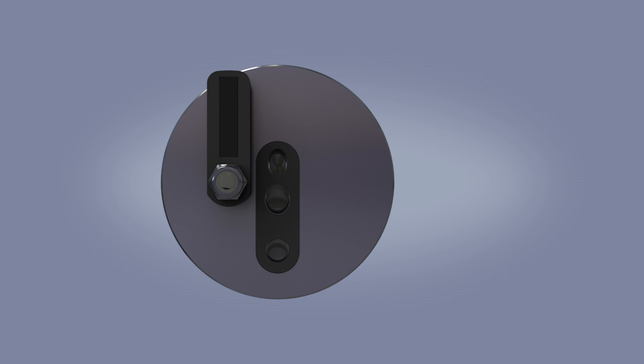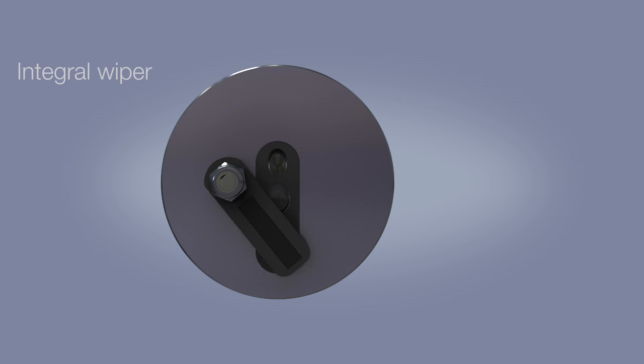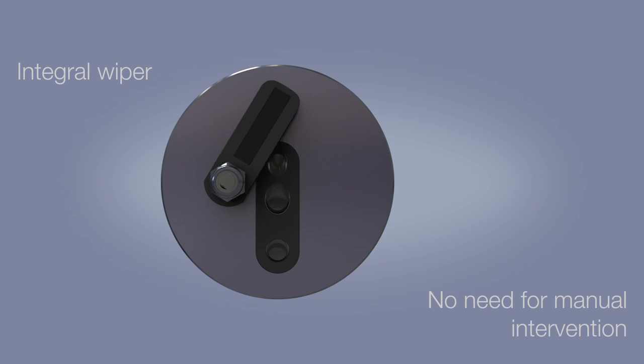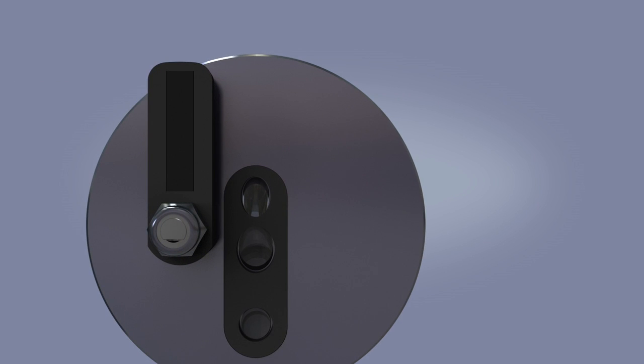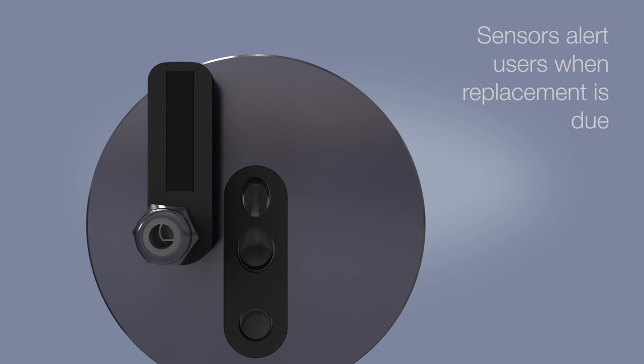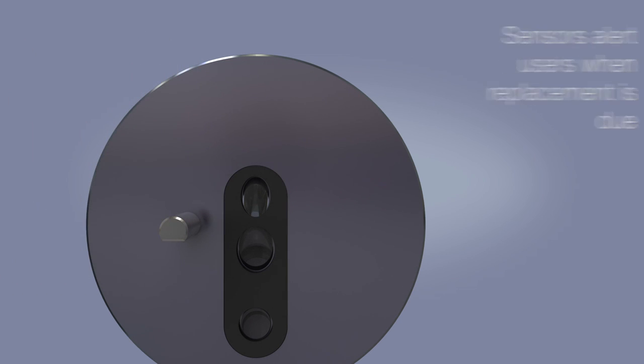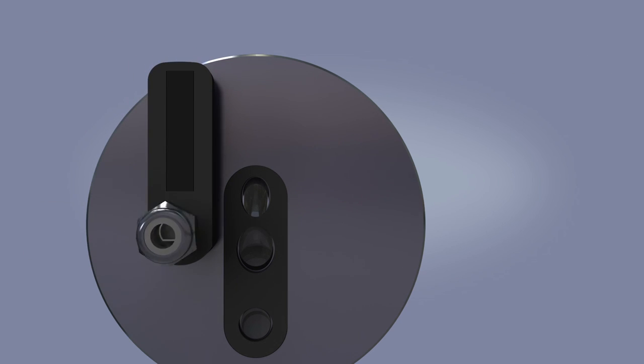For high fouling applications, the sensor can be automatically cleaned using an integral wiper, allowing deployment for extended periods of time without the need for manual intervention. The predictive diagnostics within the sensor tracks wiper usage and alerts users when replacement is due. Replacement of the wiper is easy and takes just seconds.